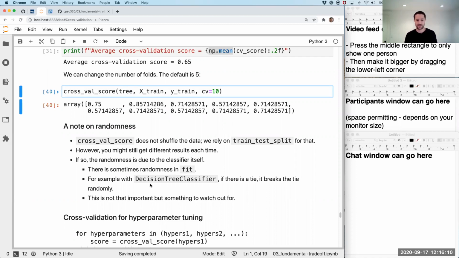Sometimes the model itself has randomness, like decision tree classifier. If there's a tie, it might break ties randomly and that kind of thing.